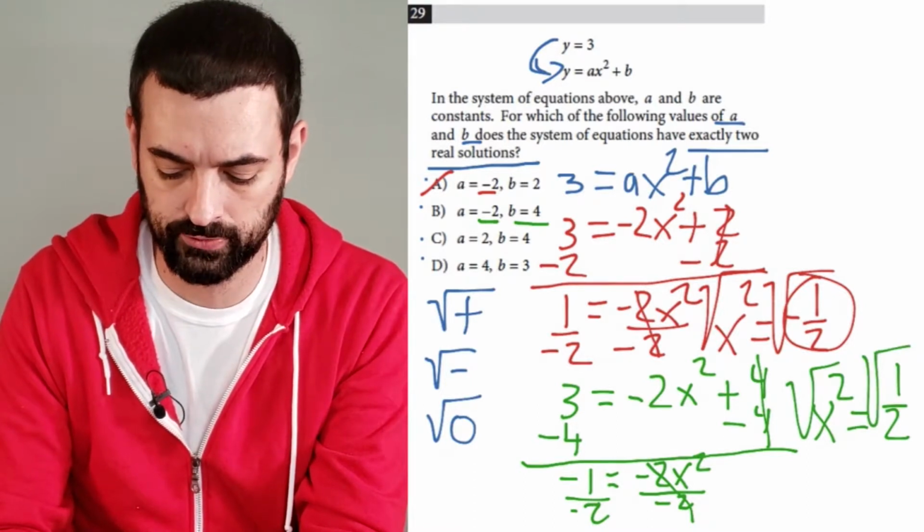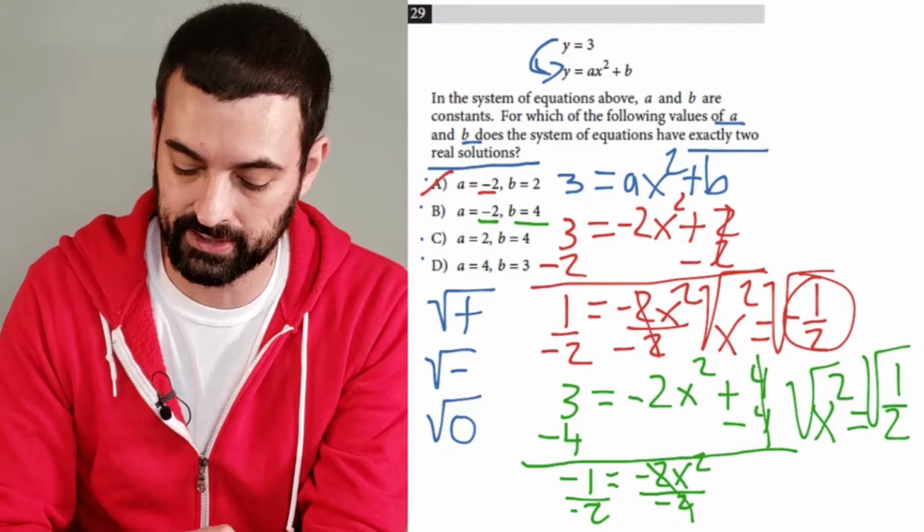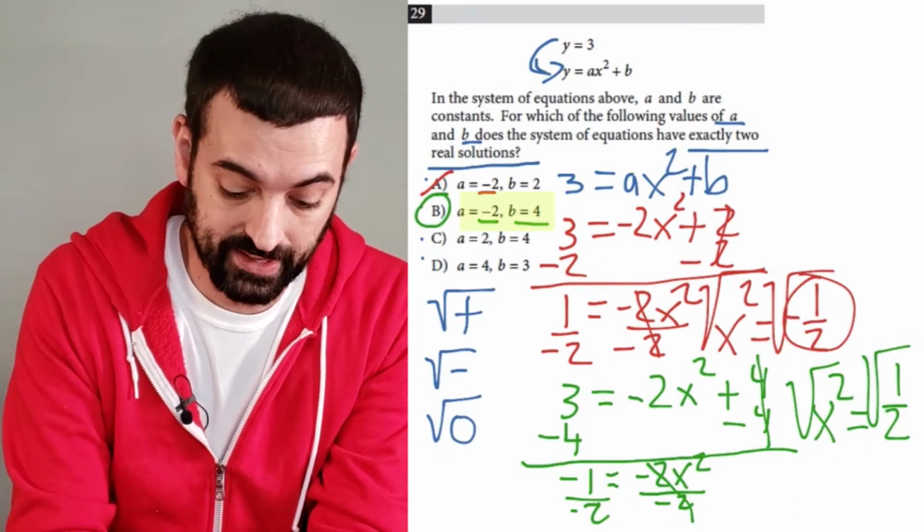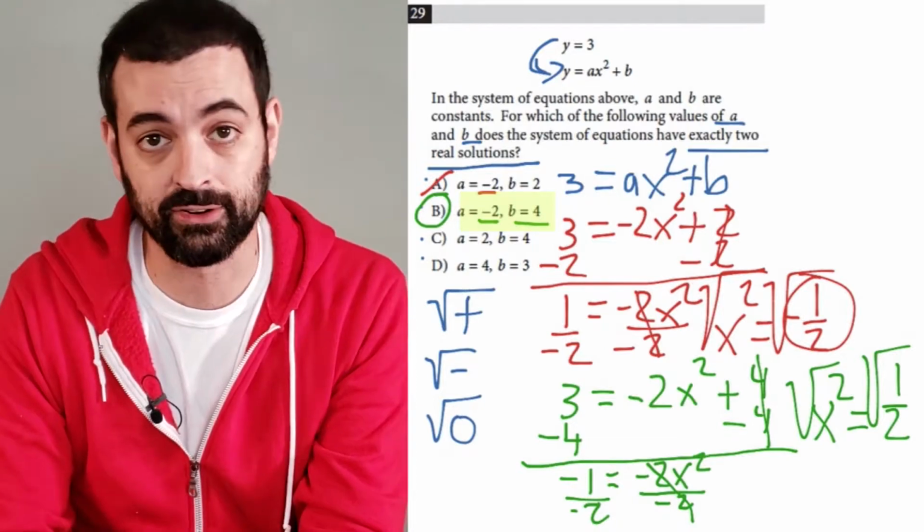Take the square root of both. And look, I've got a positive number under my radical sign. That means that B is my answer. I don't need to go any further. I don't even need to know what the square root of 1/2 is. I know because this is positive that I have 2 real solutions.